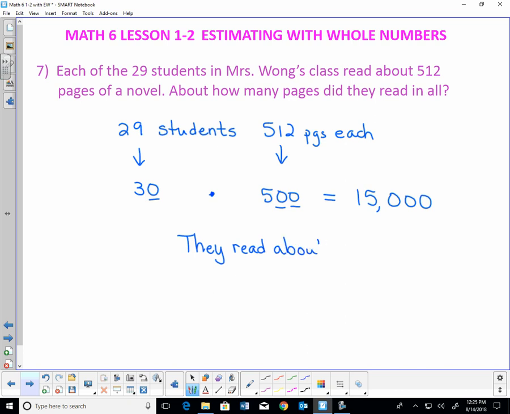Notice, complete sentence and labeled. All word problems need to be written in a complete sentence. They always need to be labeled.